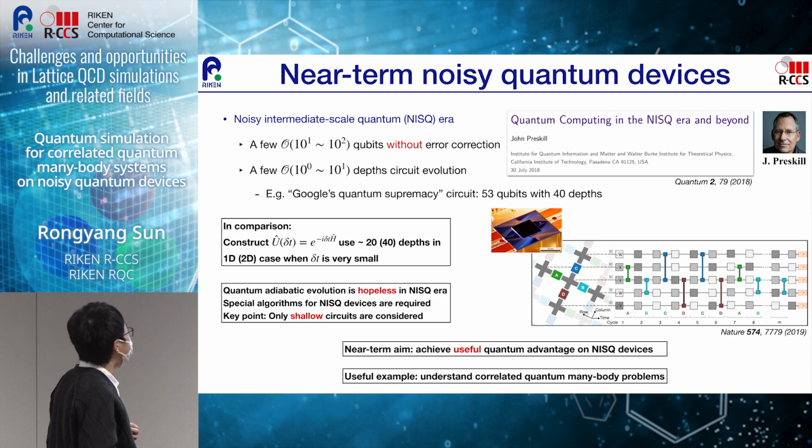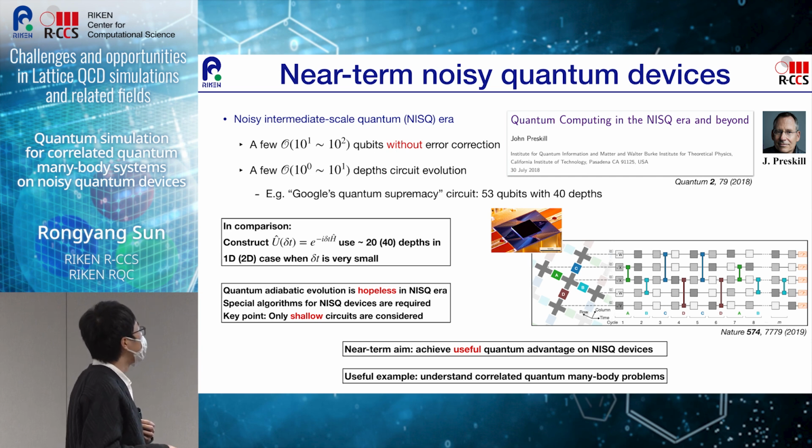But in comparison, if you want to construct the time evolution operator, I mentioned before that for one dimension you need about 20 depths of circuit, but for two dimensions you need around 40 depths, even if the time period is very small. Which means the quantum adiabatic evolution is hopeless in the NISQ era.